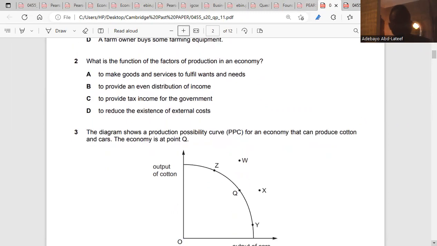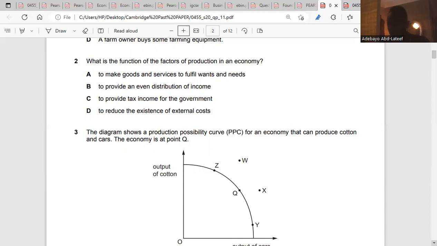Question 2. What is the function of the factors of production in an economy? We said factors of production are resources that help in the production of goods and services. So why do we need these resources? We need them to fulfill our wants and needs. So the answer is A. Is it clear? Yeah. Okay.